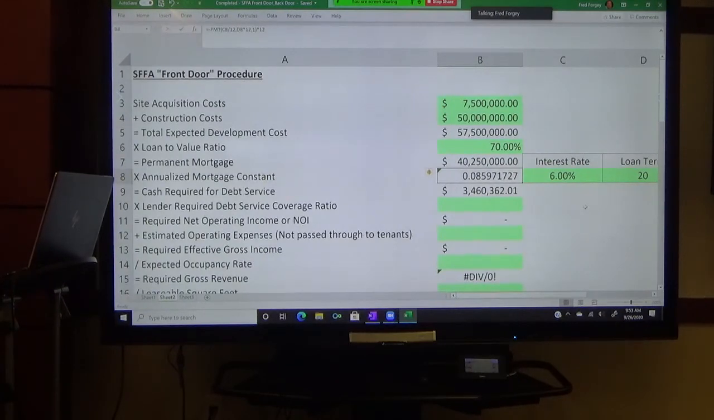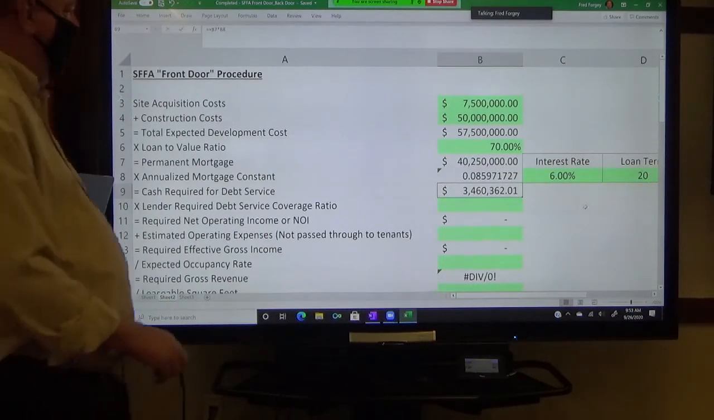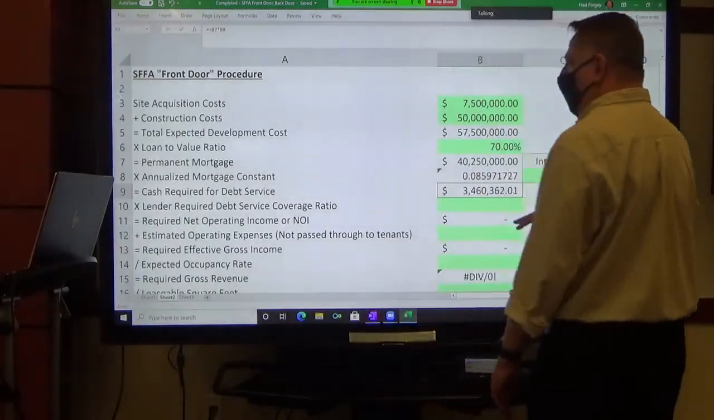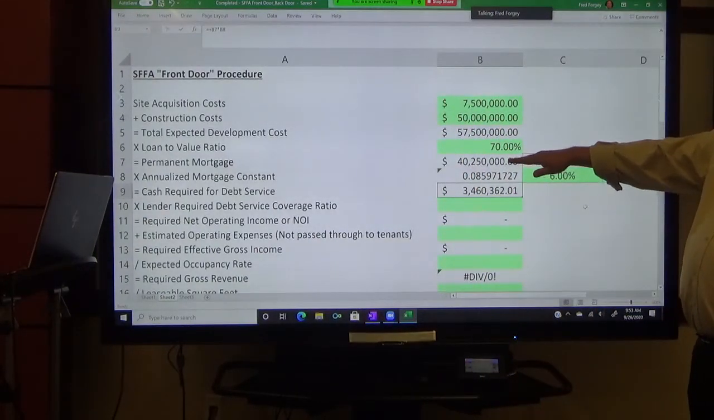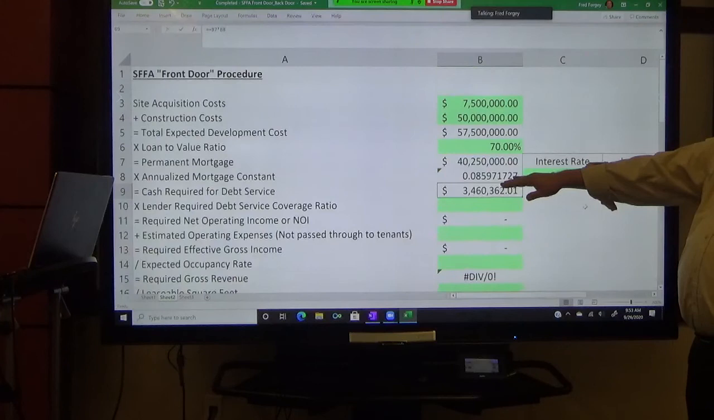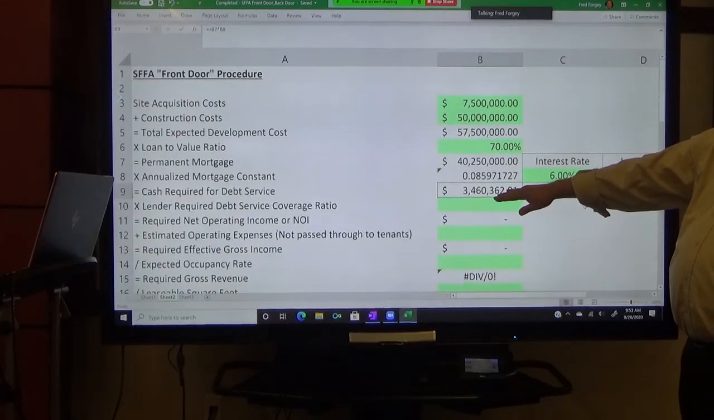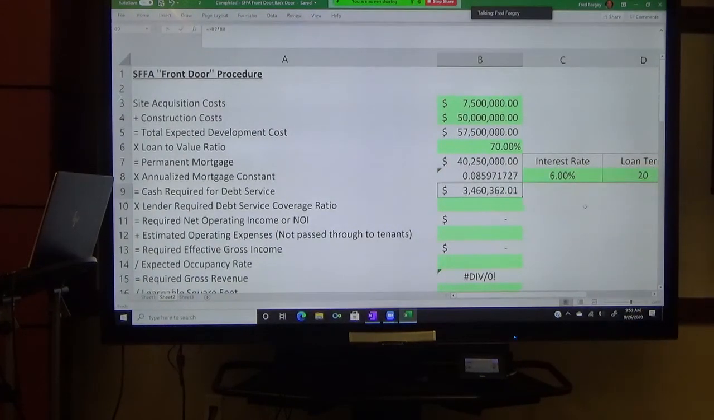All right, once you've got your mortgage constant, the next calculation that's basically done for you is you simply take your loan amount and multiply it by your mortgage constant. That's going to give you the cash required for your debt service. In other words, that is the amount of money you would be making in annual payments to the lender. Okay? All right, everybody good?